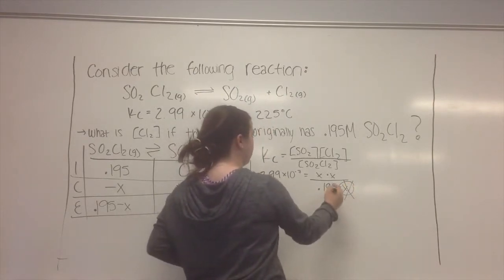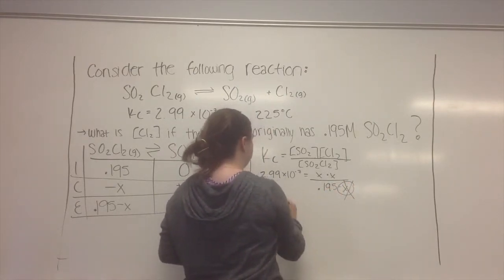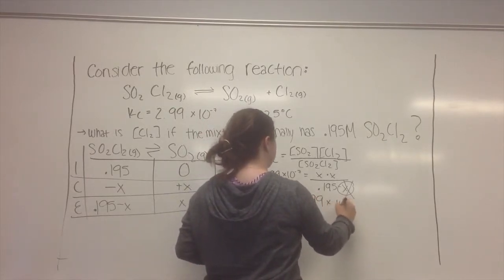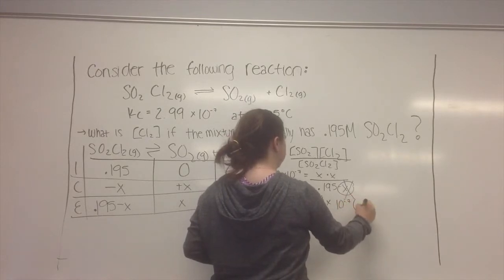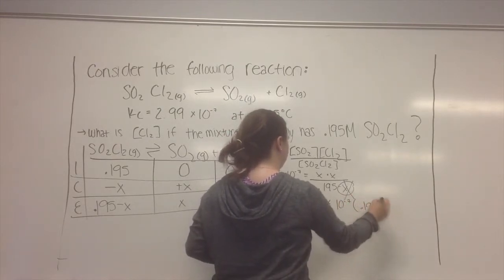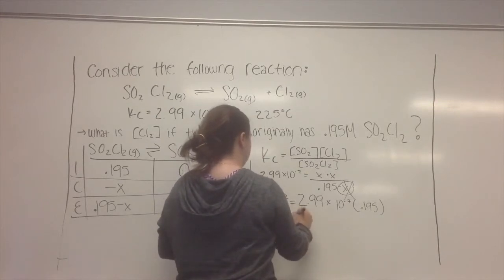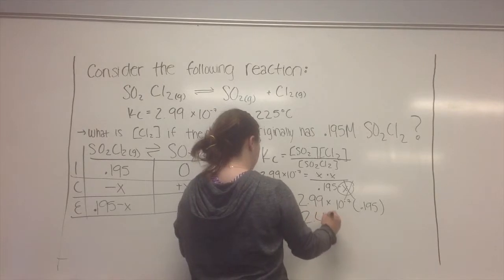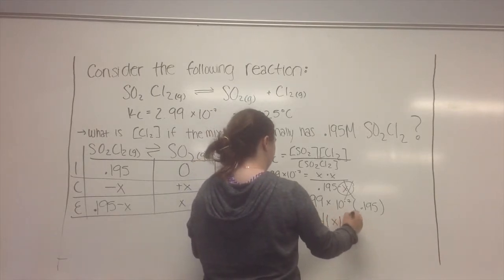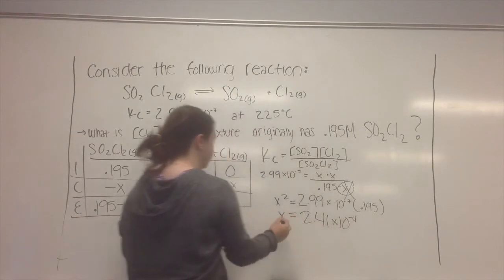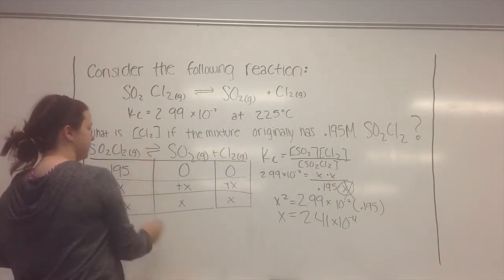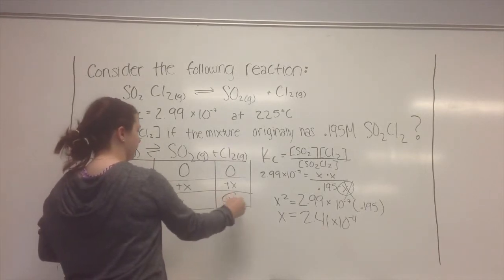So you can mark that out, multiply this all, so it'll be x squared is equal to 2.99 times 10 to the negative 7 times 0.195, given that your x will be 2.41 times 10 to the negative 4. That's your x. And the question asks what your concentration of Cl2 is. Since Cl2 right here is just x, that's your answer.